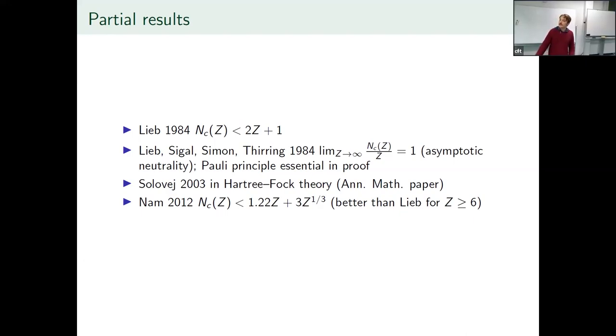And Nam has succeeded in changing this 2 to a 1.2 essentially at the price of having not a constant here, but something which scales with Z. But if you compare these two bounds, then for larger atoms, Nam's bound is better already for Z larger than some value. Okay, see? So people are still working on it. That's a very interesting mathematical problem, and a very nice branch of mathematics emerging from it.